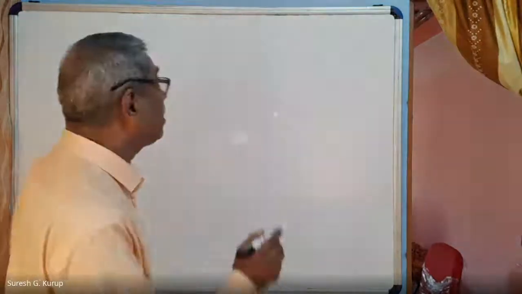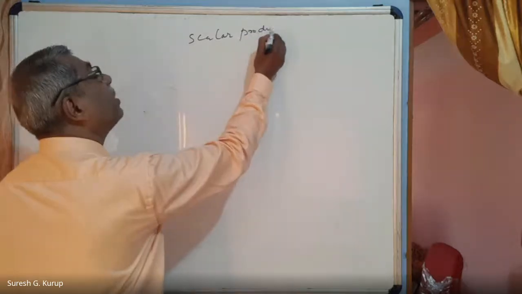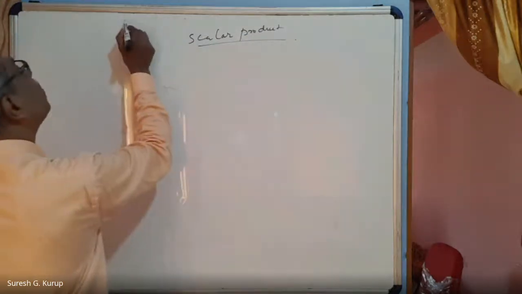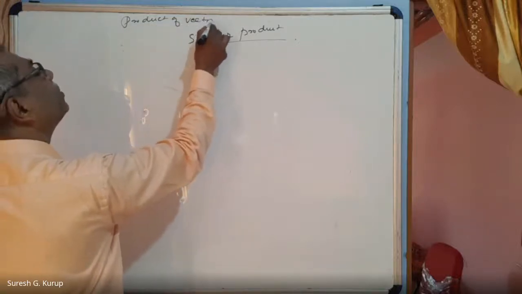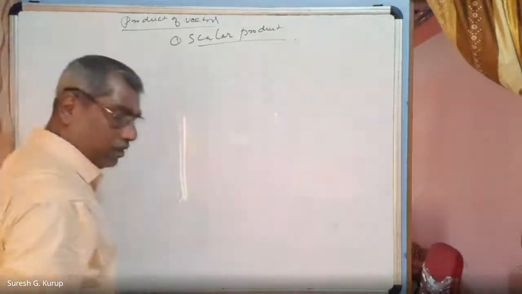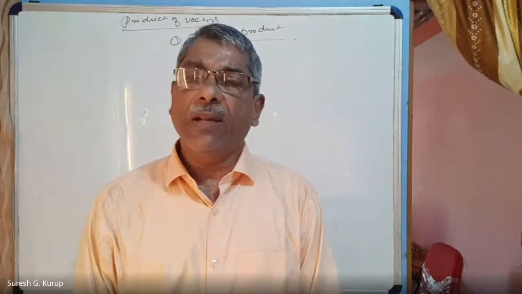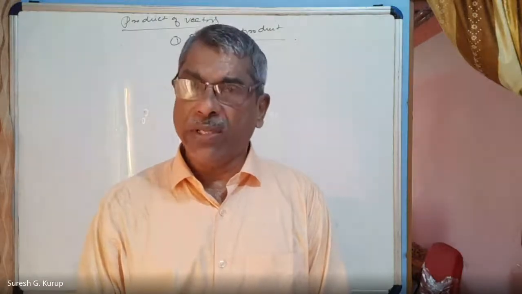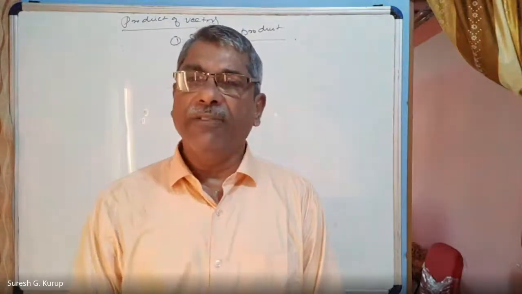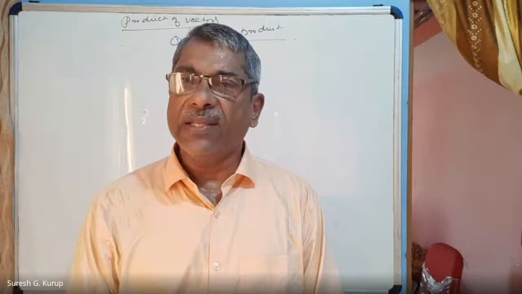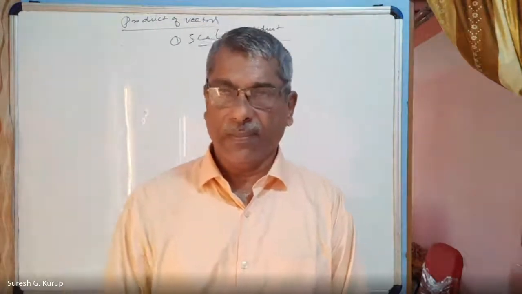I am writing scalar product. The main heading is product of vectors. First is scalar product. Scalars and vectors we have already discussed. A scalar product is a product of two vector quantities. When two vector quantities are multiplied, if the product you get is a scalar quantity, this product is called a scalar product.